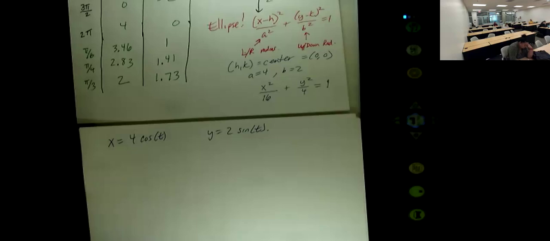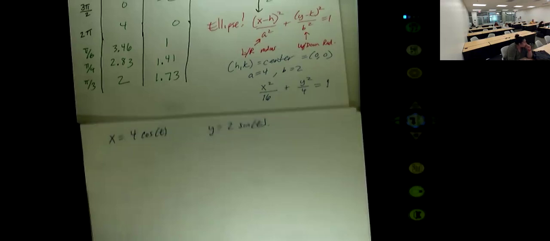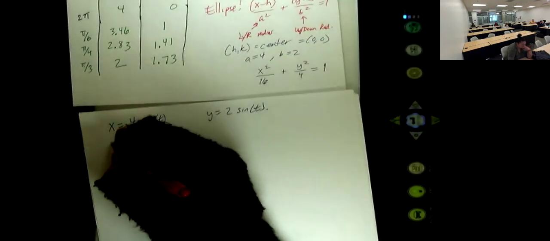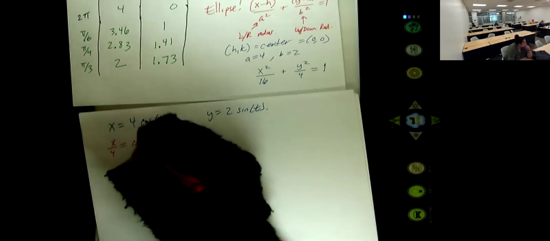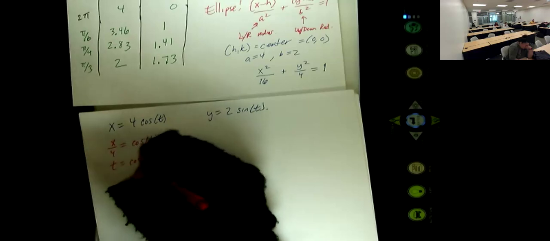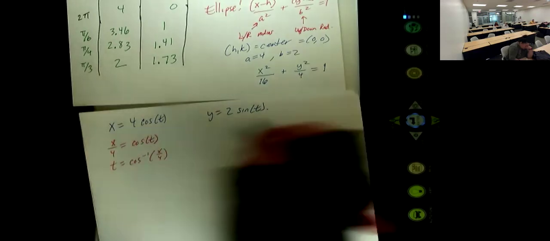Now, one option is to solve for t and go from there. There is another way. It involves squaring them and taking advantage of cosine squared and sine squared, and seeing what we have left over. Let's start with solving for t. Let's say x over 4 equals cosine t. So t equals cosine inverse of x over 4.